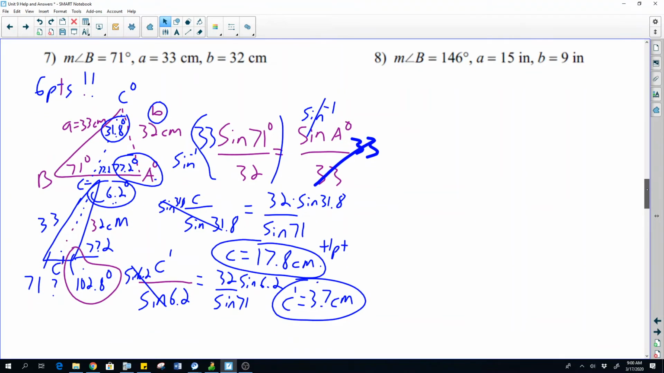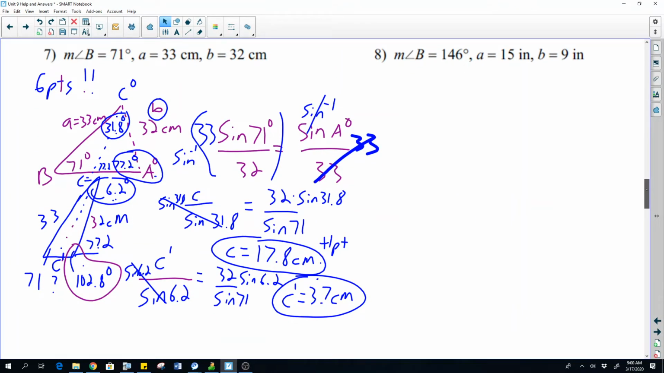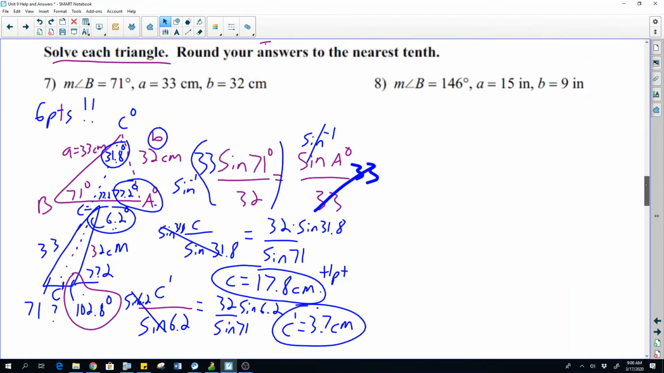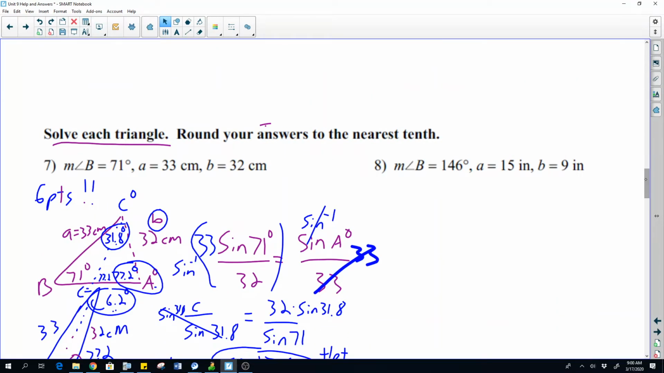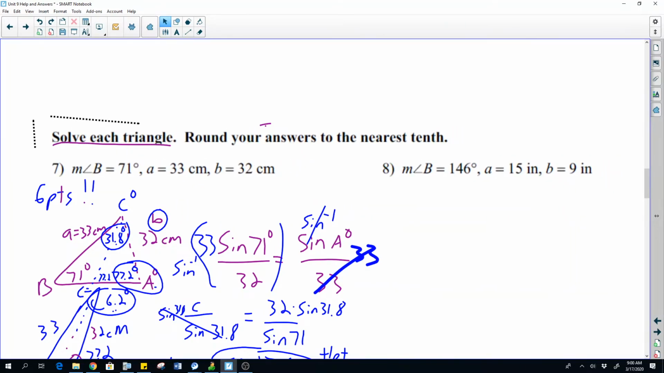Ooh, number 8 is an obtuse angle, so probably just one triangle there. Make sure you find all the sides and all the angles for 7, 8 onwards, right? Solve each triangle there. Trying to circle it. There we go. Okay, so solve each triangle and each angle for this assignment.